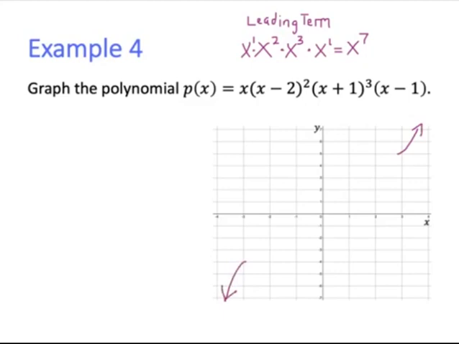All right, the next part is that we want to find and plot any x-intercepts. So we're going to go ahead and do that. We set our equation equal to 0. So we're going to have x times (x minus 2) squared times (x plus 3) cubed times (x minus 1). We're going to set that equal to 0.